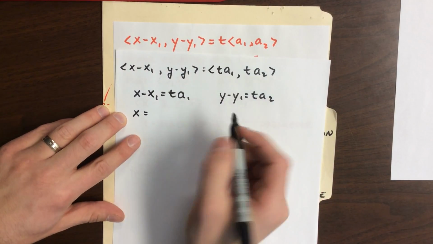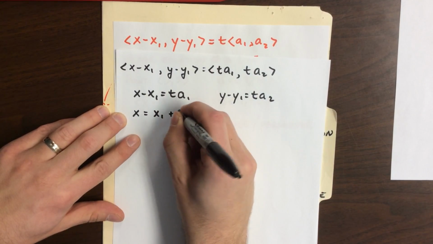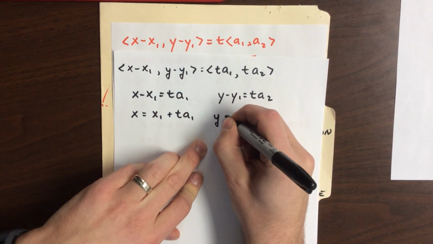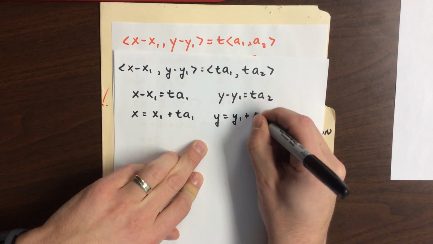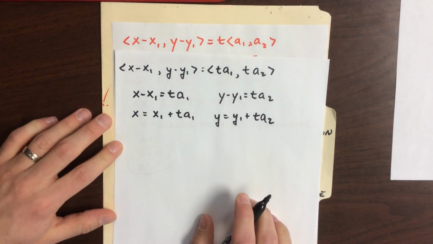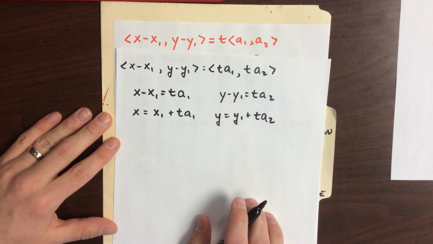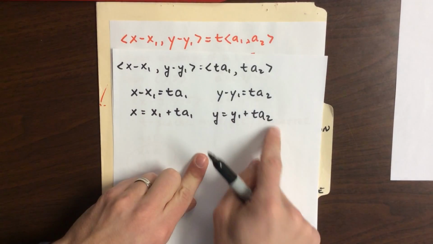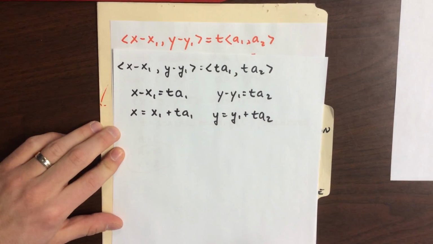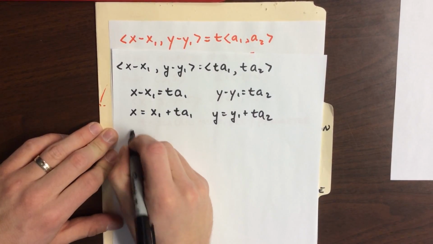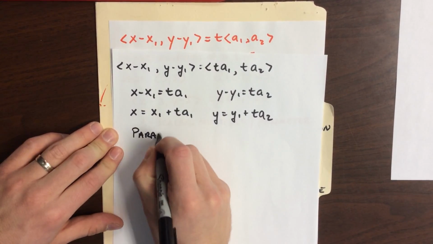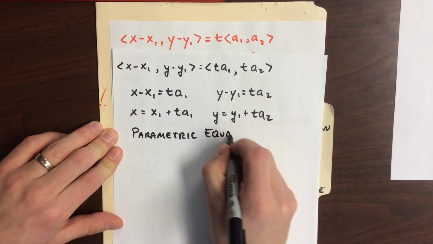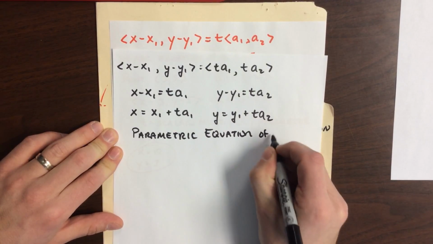So x equals x1 plus ta1, and y equals y1 plus ta2. We've got a pair of equations, one that tells us the x value, one that tells us the y value. When we combine those two equations, this is where we have our parametric equations, or a parametric equation of a line.